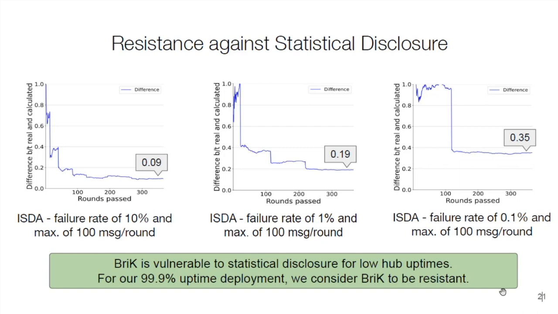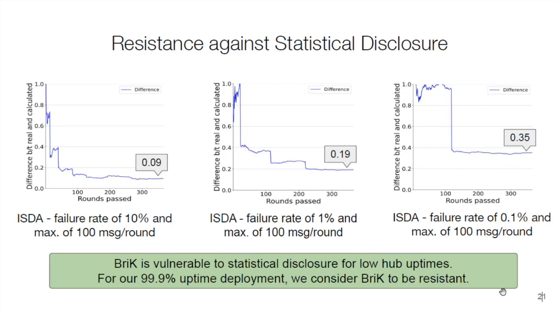And you see that the difference between the real probability distribution of the user and the one that is inferred by an attacker in the first case is just 0.09, assuming that that user fails 10% of the time. If, however, the same user fails just 1% of the time, that difference between the real and the inferred one is 0.19. And if that same user fails just 0.1% of the time, that value increases even more to 0.35.